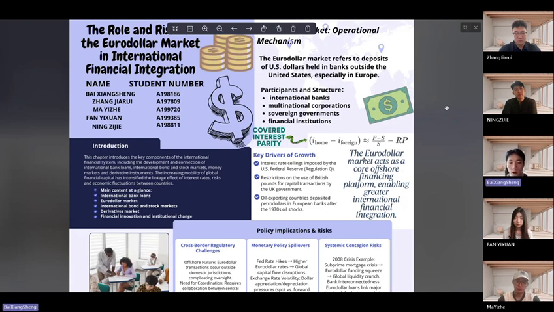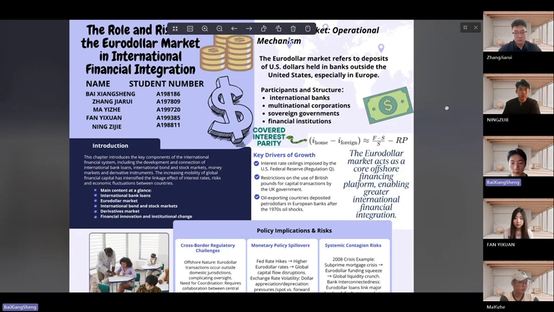resilience. One of the most profound implications of the Eurodollar market is its role in transmitting US monetary policy globally. When the Federal Reserve adjusts its interest rates, the changes quickly affect the Eurodollar lending rates, which in turn impacts the domestic financing conditions in both advanced and developing economies.